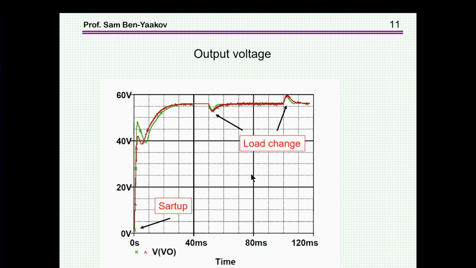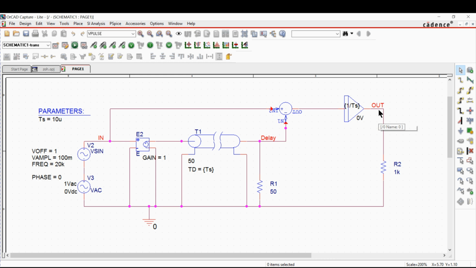Let me now do some simulation, and I'll just demonstrate a simple simulation of the zero order hold circuit. This is the delay line, and this is the 1, and here minus the delay times the integrator. This is the output. Okay, so this is a zero order hold.